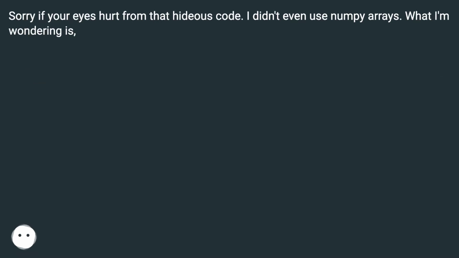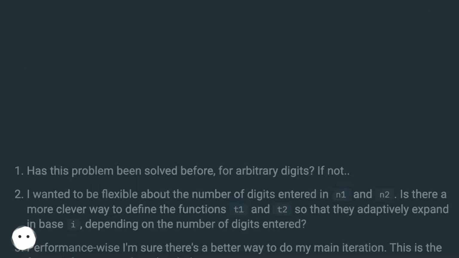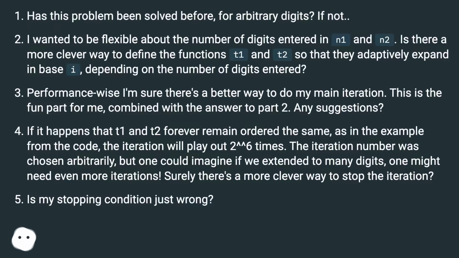What I'm wondering is, has this problem been solved before for arbitrary digits? If not, I wanted to be flexible about the number of digits entered in n1 and n2. Is there a more clever way to define the functions t1 and t2 so that they adaptively expand in base I depending on the number of digits entered?